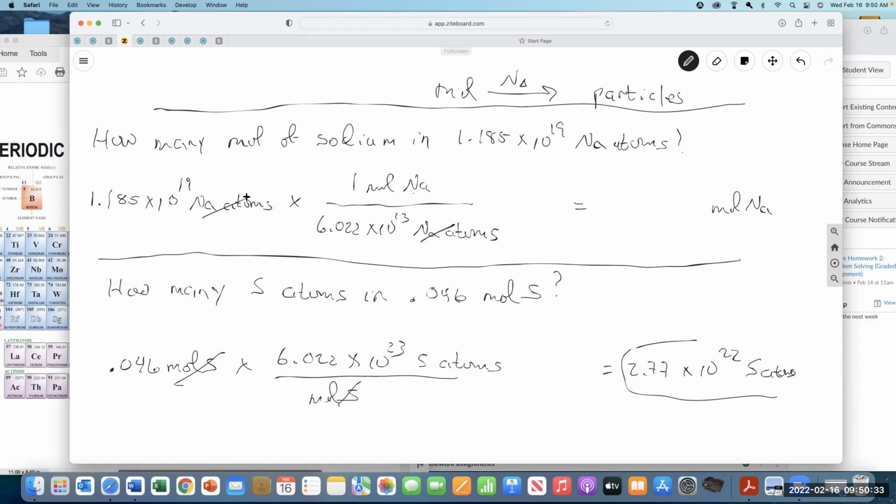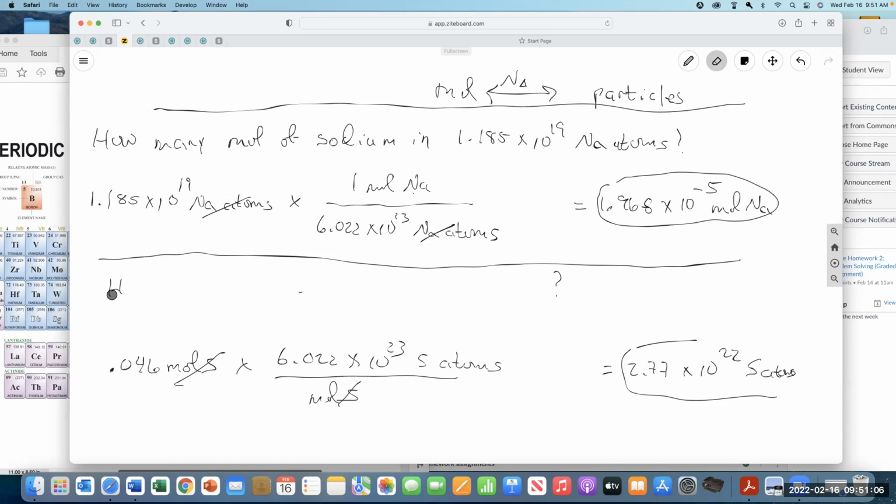So this is 4 sig figs, 1.9678, well, make it an 8, sorry, times 10 to the -5th. That says 1.968. All right, so what this problem showed is I went from particles to moles. So I can go from moles to particles or from particles to moles using Avogadro's number. All right. Let's do this one down here.